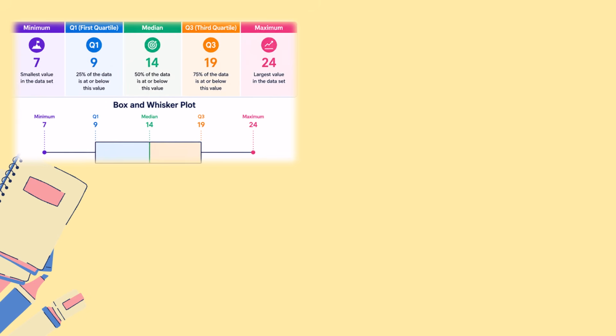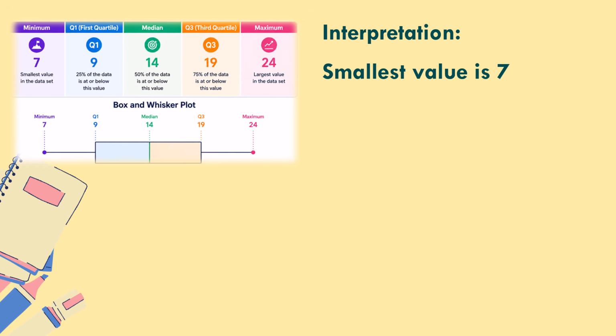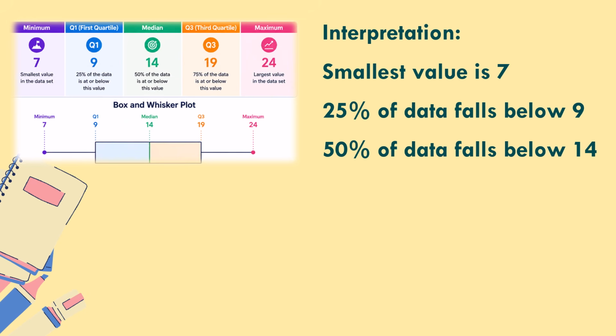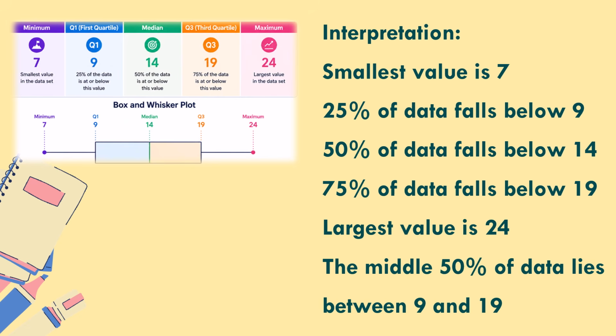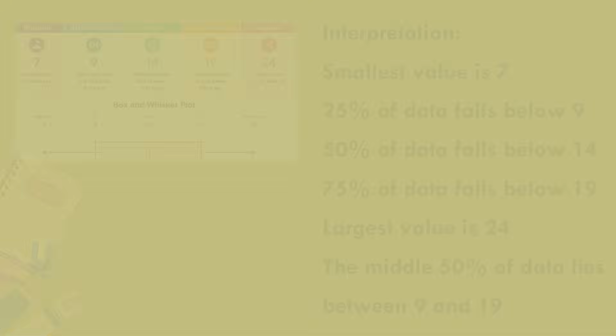Let us interpret now. The smallest value is 7. 25% of the data falls below 9. 50% of the data falls below 14. 75% of the data falls below 19, and the largest value is 24. The middle 50% of data lies between 9 and 19.